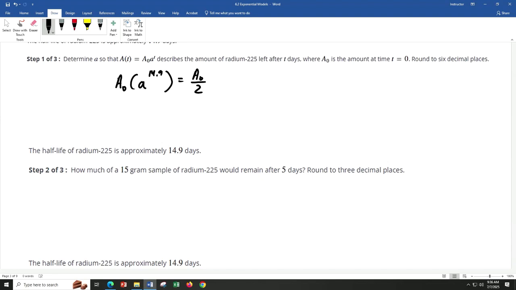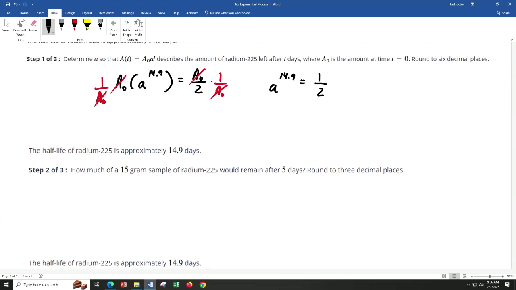Start solving. First off, let's get rid of that A0. Well, to do that, look at this very carefully. Can't I just multiply by 1 over A to 0? That's just going to reduce all that out, isn't it? And that's gone. We're going to be left with A to the 14.9 is equal to 1/2. Hey, how would I get rid of that exponent of 14.9?